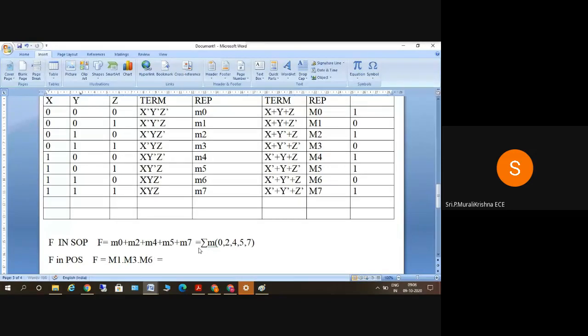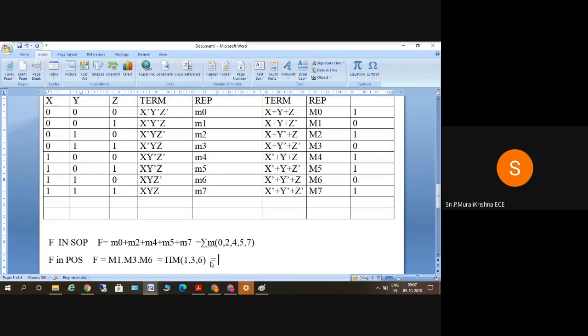Okay, so what I have to write here is a product of sums. The product of sums is pi here. So pi is the product of sums. So pi M. Sometimes we can write capital letters, so it is capital M. So pi of 1, 3, 6. Okay, and it should be written like this.